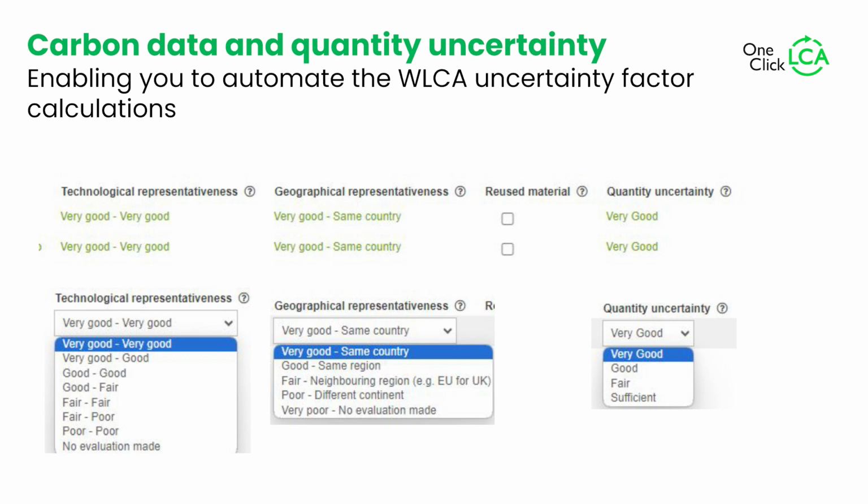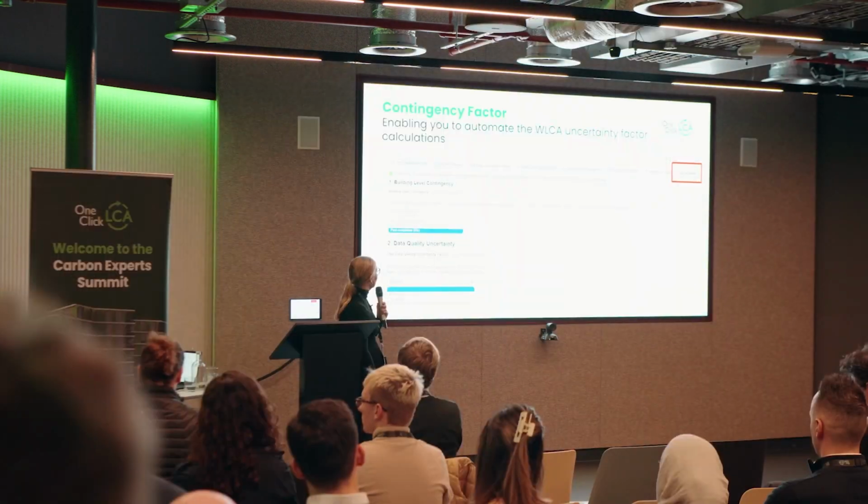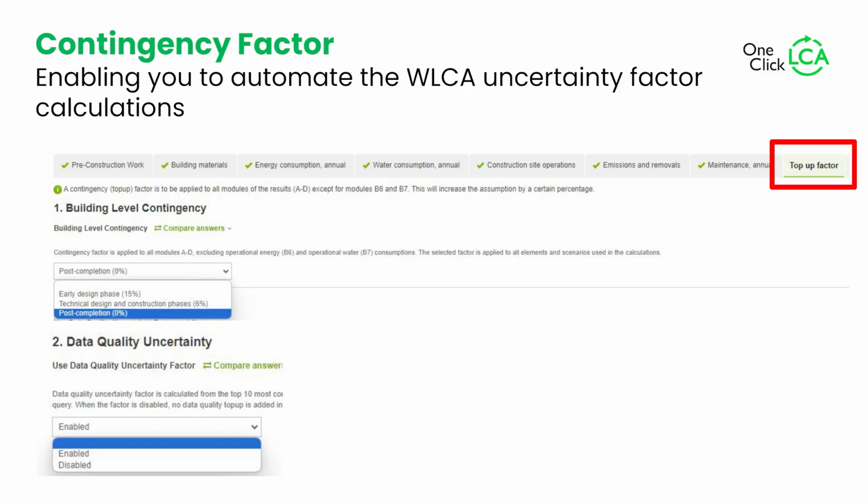So for every row where you select a material, you can also select these uncertainties. And then the consistency factor is also nearly there. Data and building level are there. You'll find them on another new top bar called the top-up factor bar. So it is getting bigger and bigger.